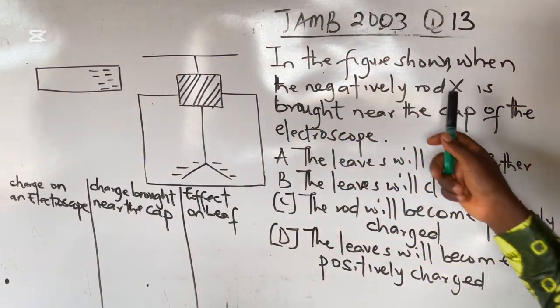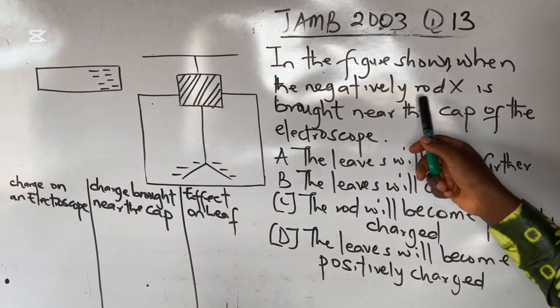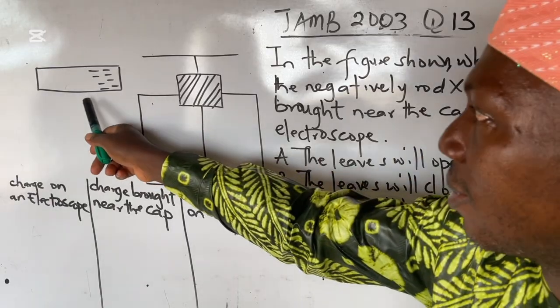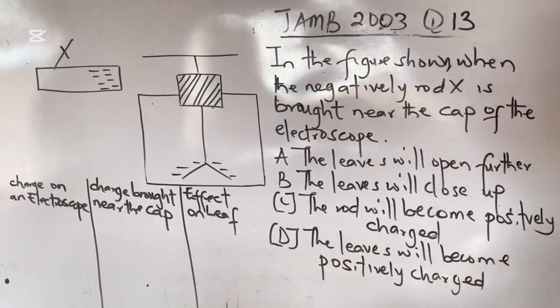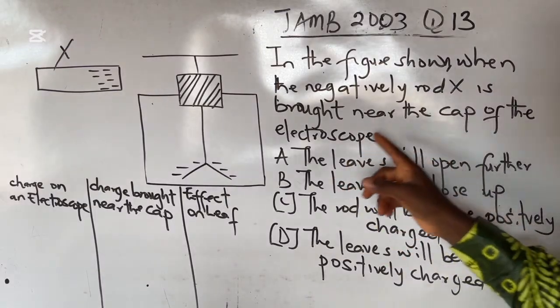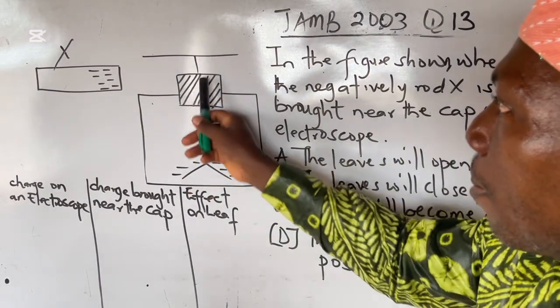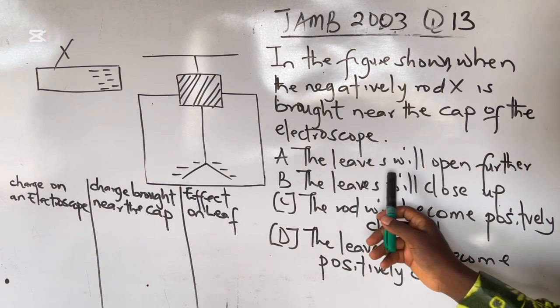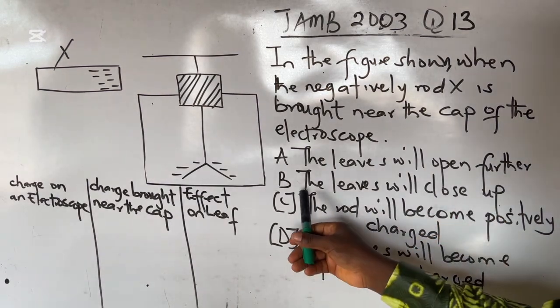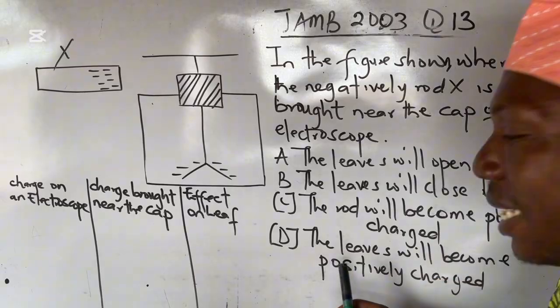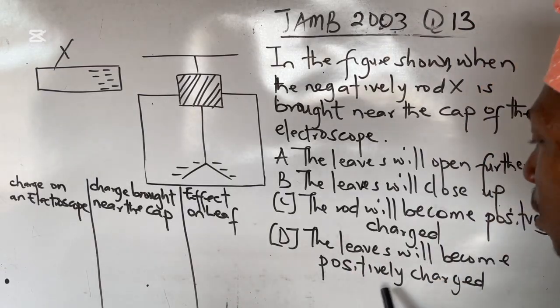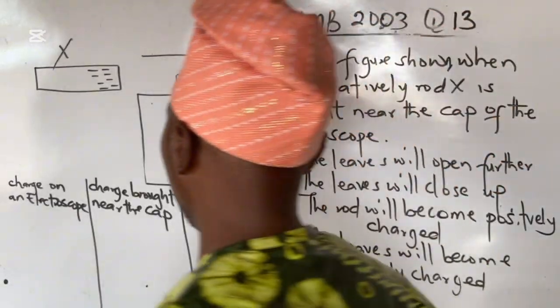In the figure shown, when the negative rod X, this is X, is brought near the cap of the electroscope, this is the cap, the leaf will open further. The leaves will close up. The rod will become positively charged and the leaf will become positively charged. Let's see the summary of everything.